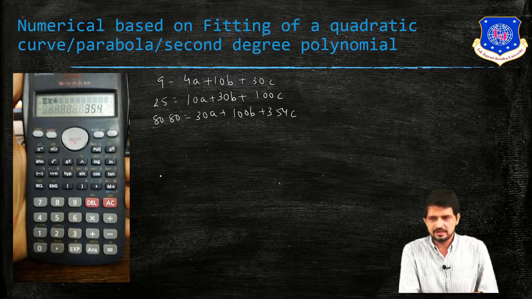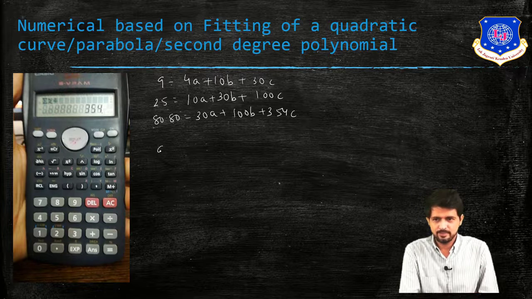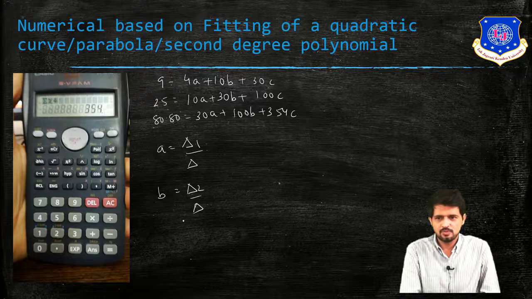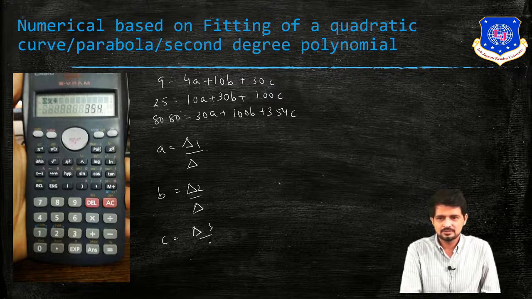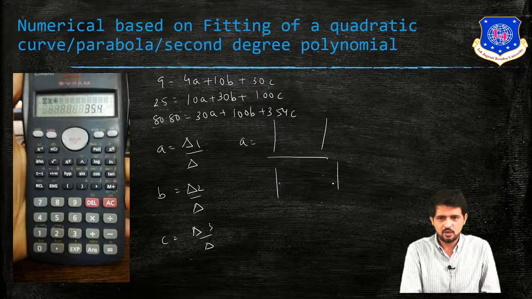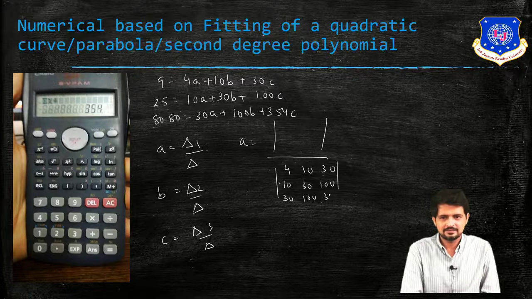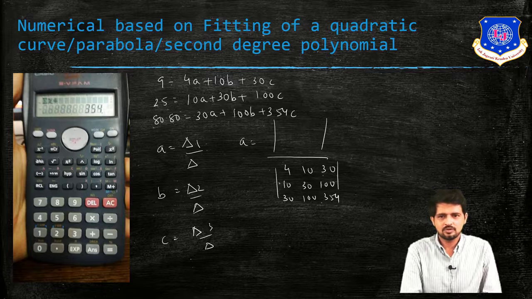See, to solve this we have one method, that is known as Cramer's rule. If you remember Cramer's rule, a is equal to delta 1 by delta, b is equal to delta 2 by delta, and c is equal to delta 3 by delta. How can we get a, and how can we get delta? Delta is nothing but the determinant. So 4, 10, 30, then 10, 30, 100, then 30, 100 and 354.